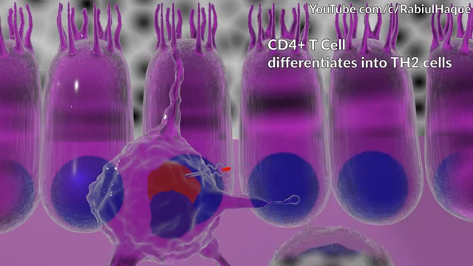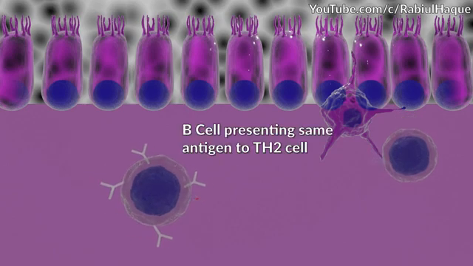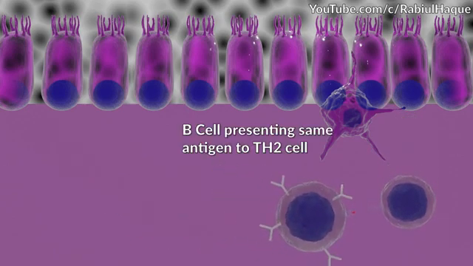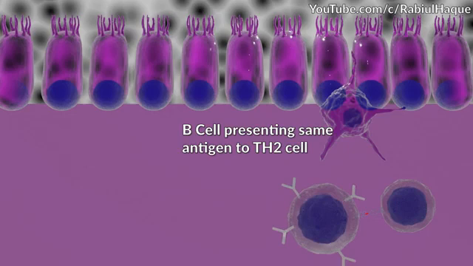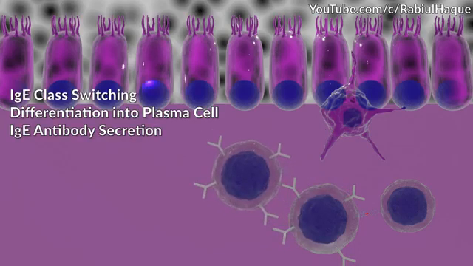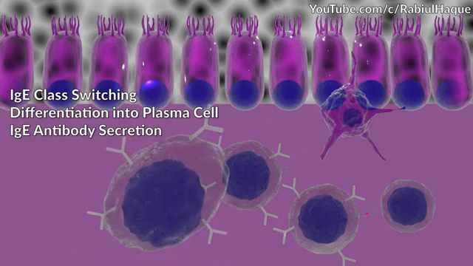When the same antigen is presented to T helper 2 cell with the help of B lymphocyte, interleukin 4 that was released from T helper 2 cell will result in class switching to immunoglobulin E in these B lymphocytes. Normally, B lymphocytes produce immunoglobulin M, but upon stimulation of interleukin 4, they will class switch and begin to produce immunoglobulin E. Ultimately, they will be differentiated into immunoglobulin E secreting plasma cells. Note that plasma cells have eccentric nucleus.